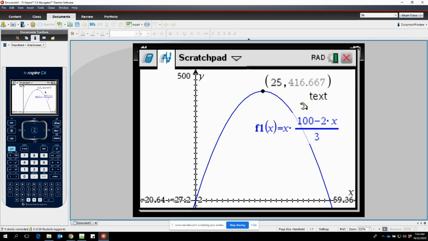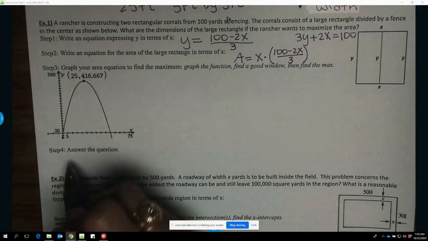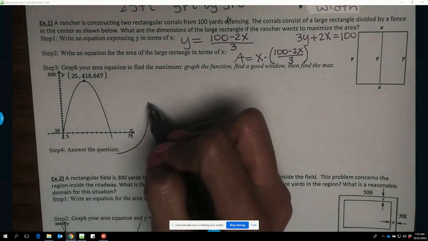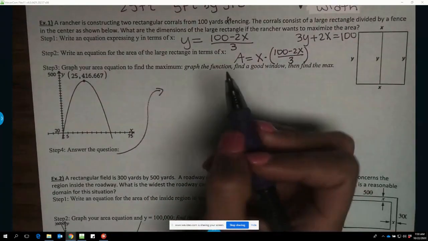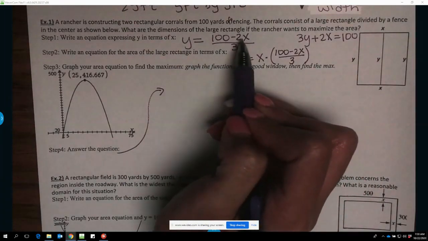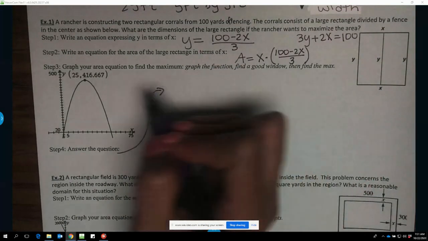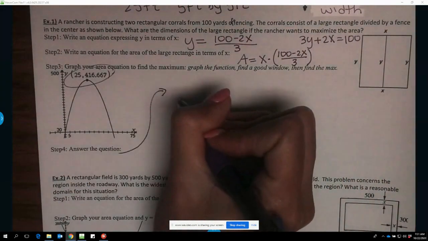So now I have my maximum. So I'm going to write that down on my paper. Okay, so I'm going to answer, I guess, step 4, answer the question. I'm going to put it over here where there's more room. So the question was, what are the dimensions of the large rectangle if we wanted to maximize the area? So remember, this was our maximum here.